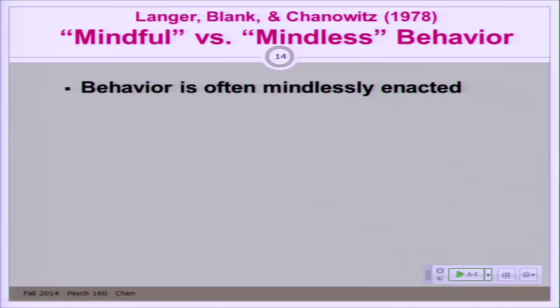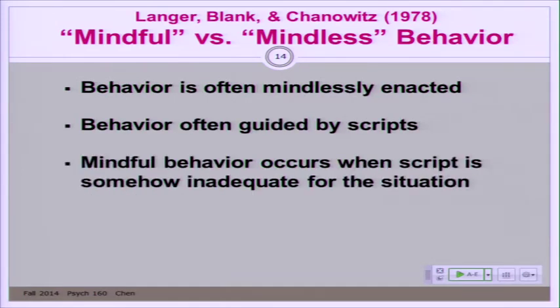Her argument was, as I have stated to you, that behavior is often, in her language back then, mindlessly enacted, automatically enacted. The reason for that, she argued back in the 1970s, and this is going to sound familiar to you, is that behavior is often guided by schemas, scripts. Scripts are ideas and knowledge we have about how one is supposed to behave in certain situations. She argued that most of the time, we can just rely on these scripts to direct our behavior, and we don't need to think mindfully about this.